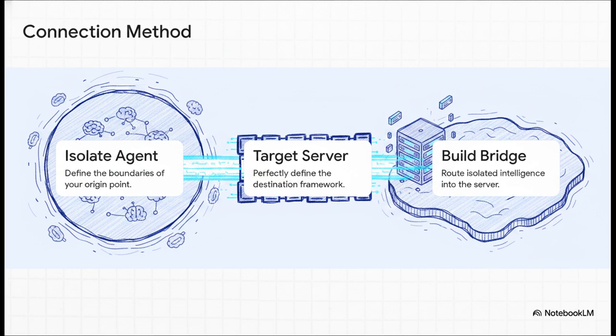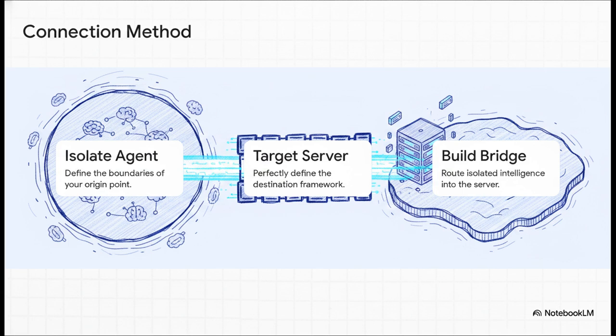Step 1, isolate the AI agent. You literally must clearly define the boundaries of your origin point. Technically speaking, this means defining the model system prompt, its specific reasoning capabilities, and strictly scoping what it's actually allowed to ask for. Step 2, target the MCP server. You have to perfectly define the destination framework. This involves configuring the Model Context Protocol to expose only the specific APIs, local databases, or command line tools that you want the agent to access.